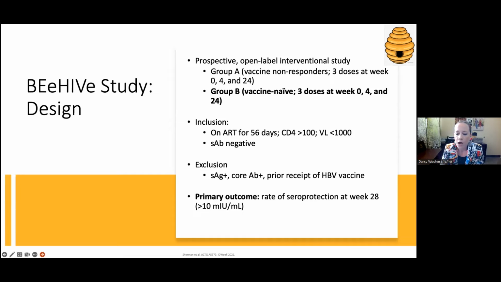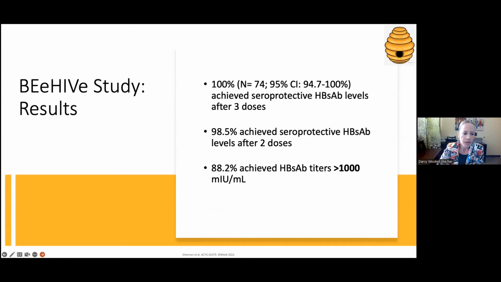And then their primary outcome was looking at rates of seroprotection at week 28, which per standard is defined as having a surface antibody titer greater than 10. So here are the study results from Group B. Again, these are all vaccine naive individuals. They had a total of 74 patients, which was their estimated power sample size to detect a difference between groups.